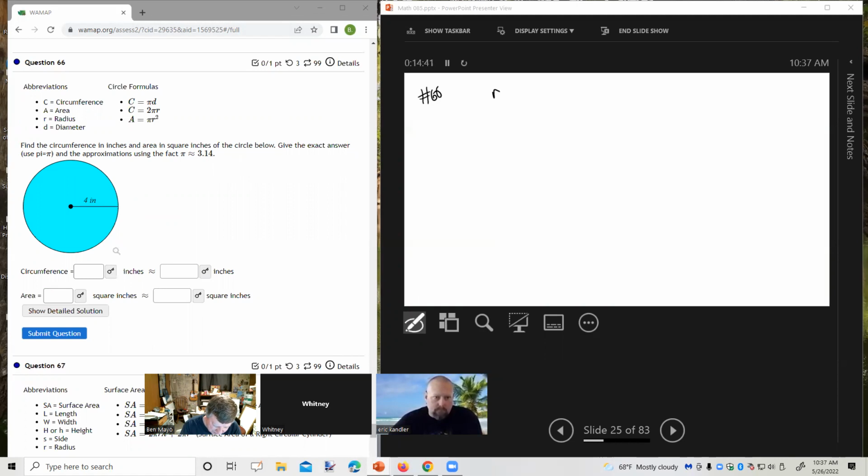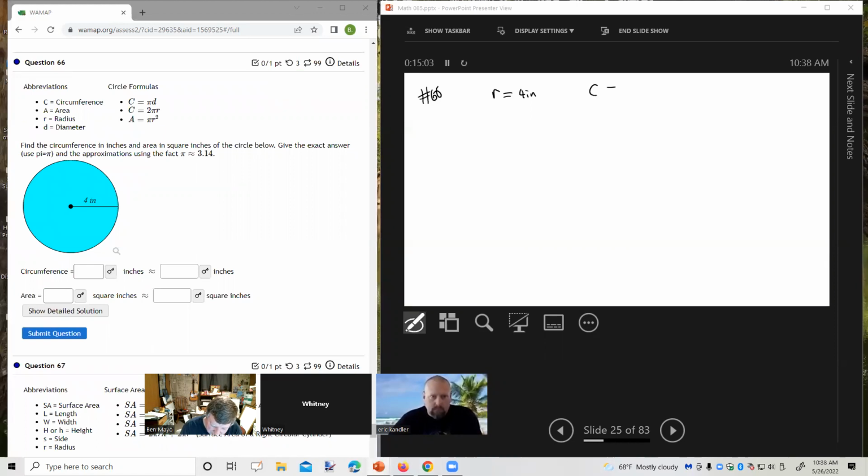We know that the radius is 4 inches. Recall, the diameter goes all the way across the circle. The radius goes from the center to the outside edge, or half the diameter, or 4 inches. Okay. I'm supposed to find the circumference.